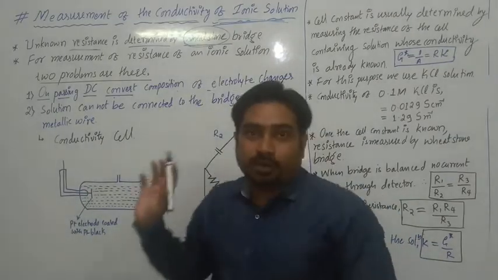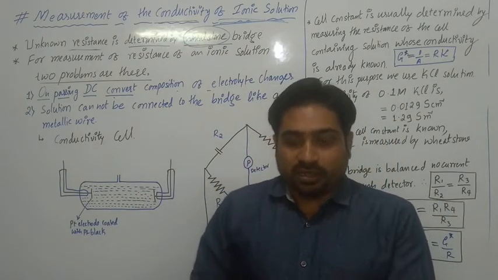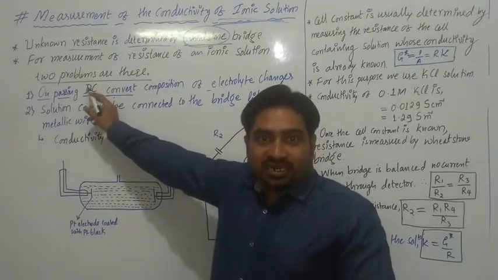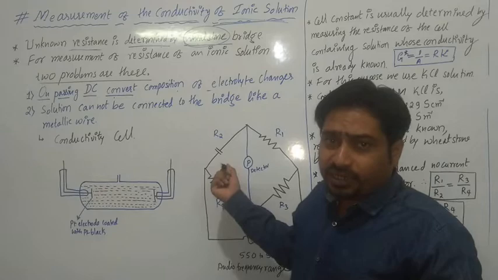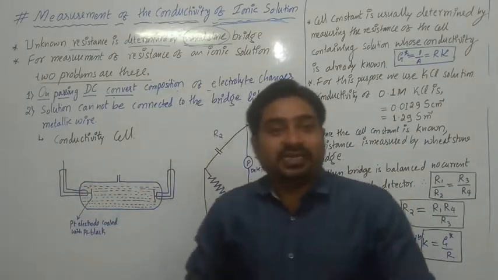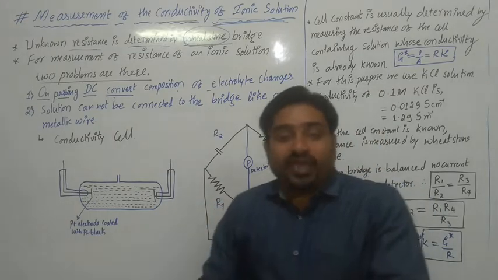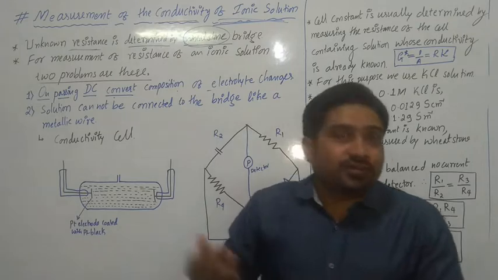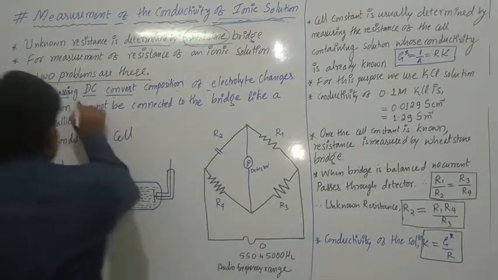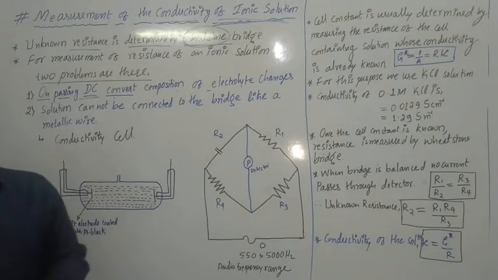So this is the biggest problem. If I want to calculate the resistance of a solution by Wheatstone bridge, I have to pass direct current. If I pass direct current, the composition changes. If the composition is changed, the value obtained is not the resistance of our original electrolyte. So this is the first problem: on passing DC current, the composition of the electrolyte changes.